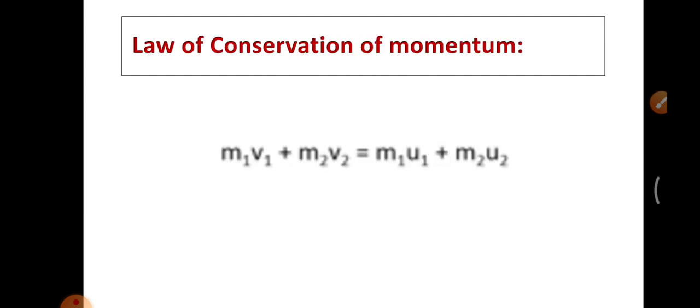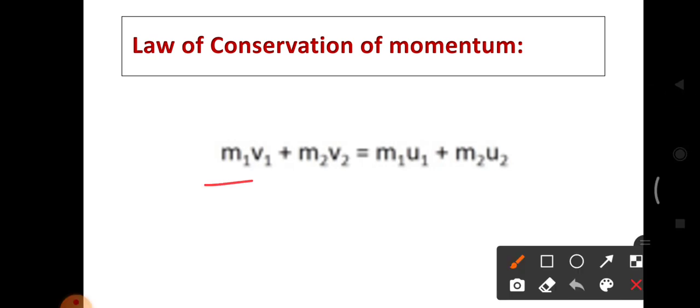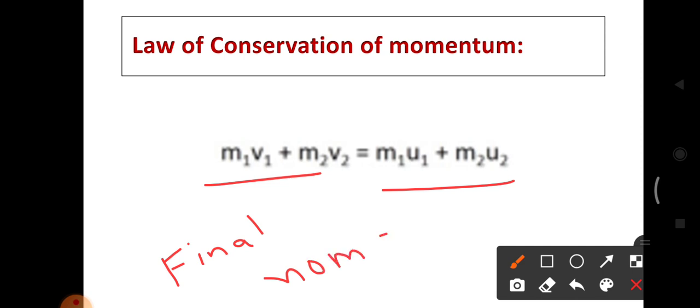This is the formula for the law of conservation of momentum: m1 v1 plus m2 v2 equal to m1 u1 plus m2 u2. This is final momentum, this is initial momentum. So final momentum is equal to initial momentum. That is called the law of conservation of momentum.